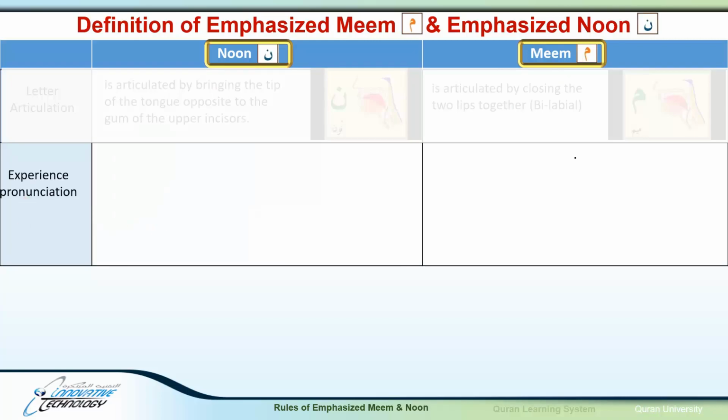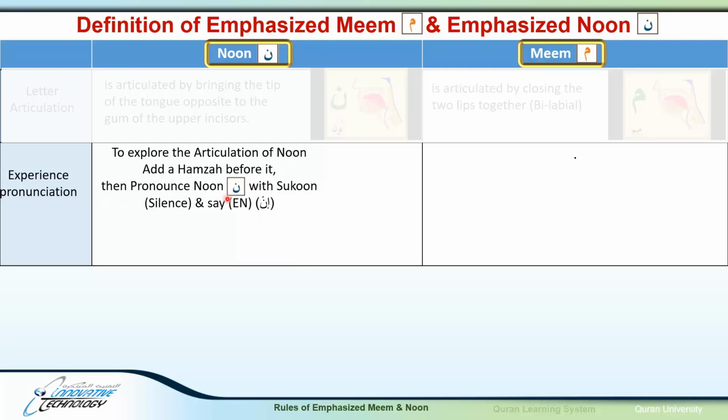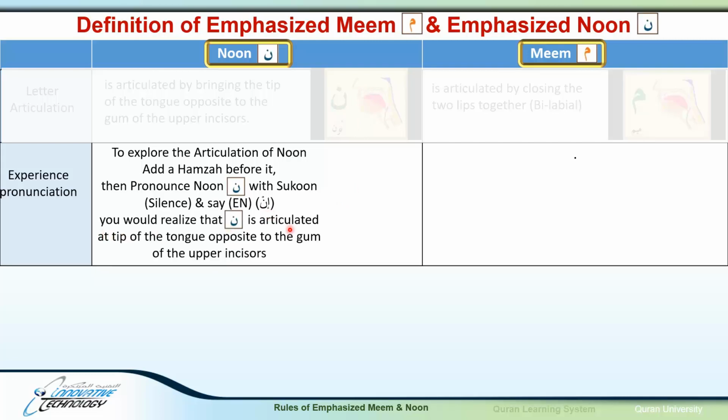Now, let's exercise or experience how to pronounce the Meem and the Noon. To explore the articulation of the Noon, add a Hamza before it. Then pronounce the Noon with Sukoon silence and say in, in. You can feel your tongue touching the hard palate just behind your incisor teeth.